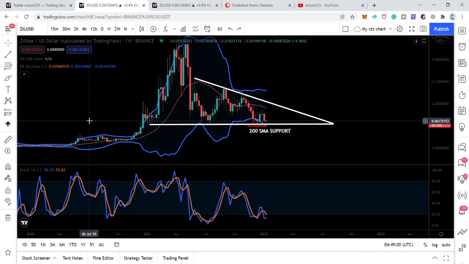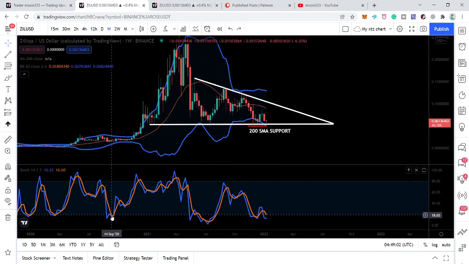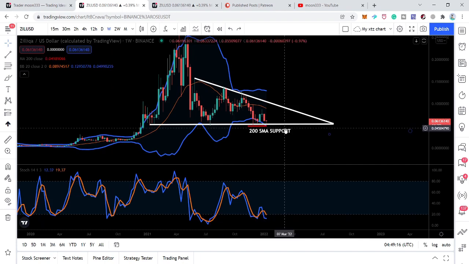And you can see that previously when the stochastic was oversold, it was moving sideways. We had a nice rally, and here the price line dropped at the support. The stochastic was oversold. We had a very nice rally, and this time again, the stochastic is oversold, and we are at the support of this triangle. So this was the update so far.